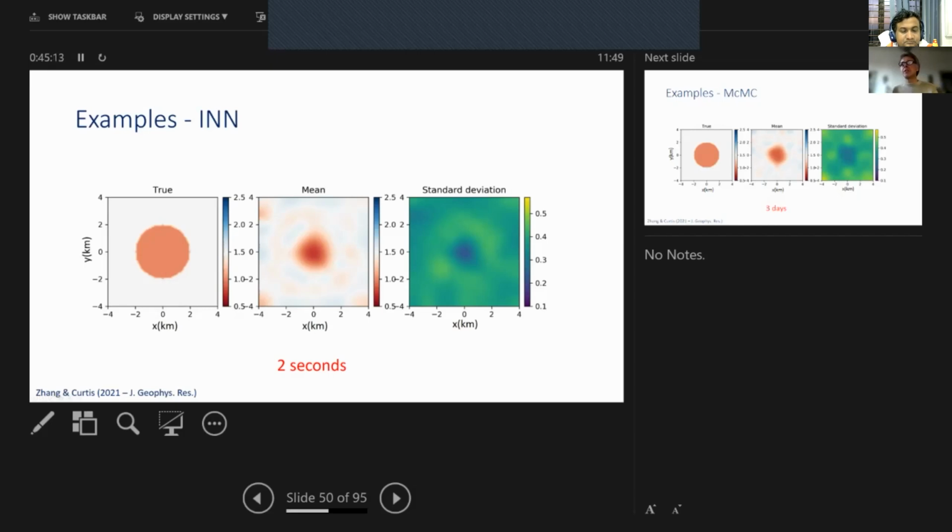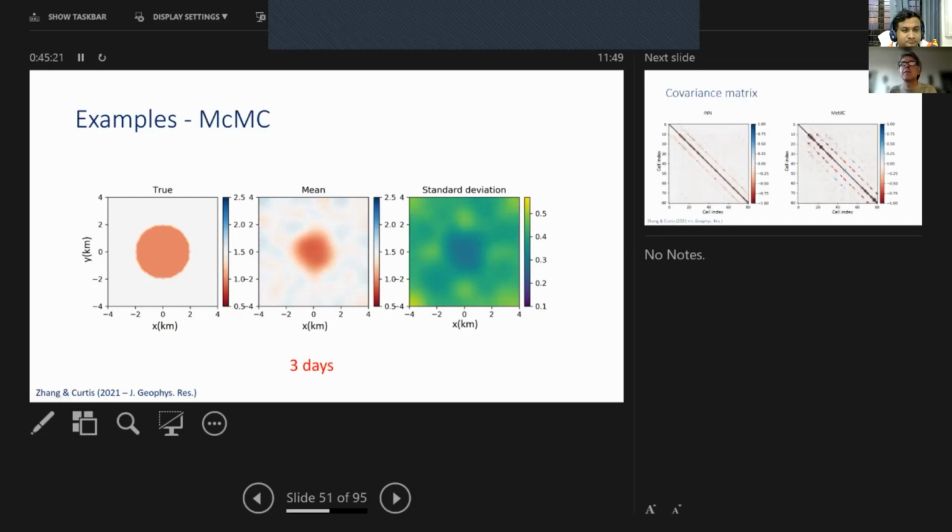Now, we still don't know if this is right, so we ran a Monte Carlo for the same problem, and this is the solution that we got. So it's not exactly the same, but it does have the same low velocity feature, and it does have the same uncertainty loop around it, perhaps with a little bit more structure in it. This one might be better, but it took us 3 days to run, not 2 seconds.